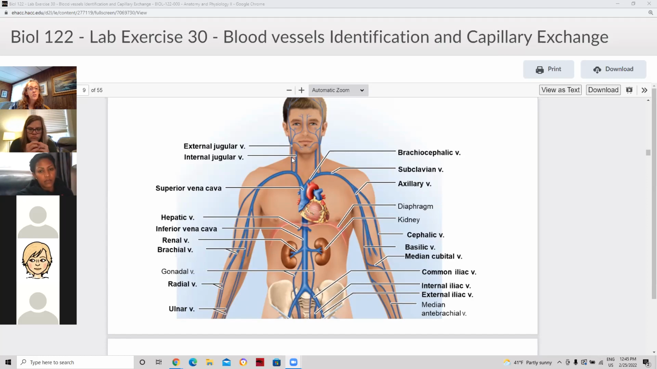The external jugular is the one you can often see. At times, depending on how hard my heartbeat is and how dehydrated I am, I can see this pulsing. Actually, it's not that pulsing. It's your common carotid that you're seeing pulse on the side of your neck.